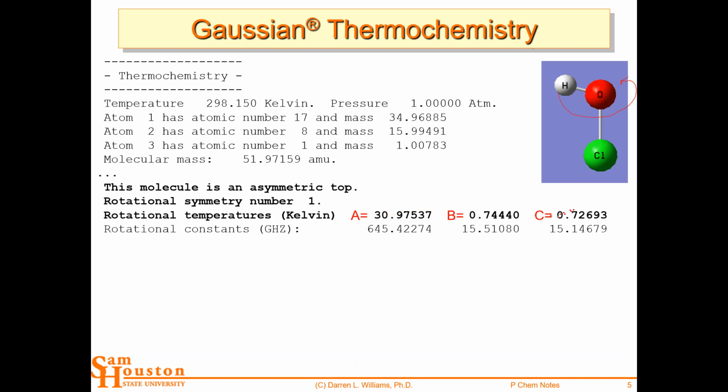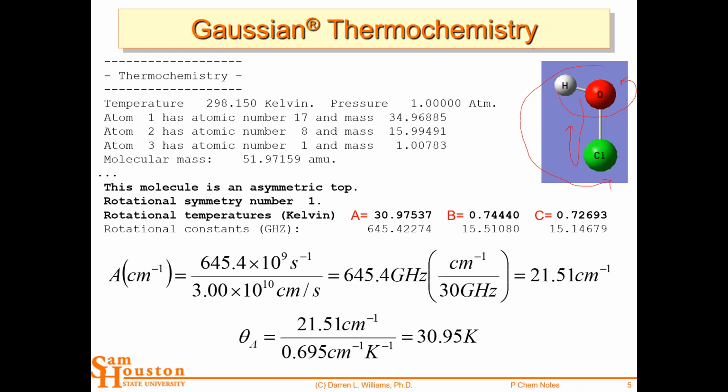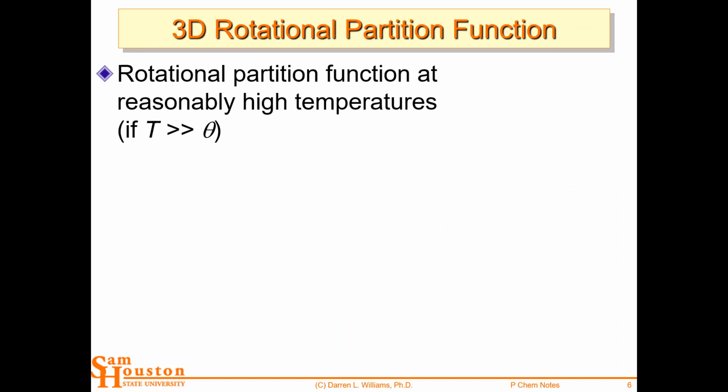And then the other two rotations would be rotating this way, like forward and back, and then rotating this way. So there are three rotations in every nonlinear molecule, and so those are the three different rotational temperatures. I just show you some math to convert the gigahertz to temperature.